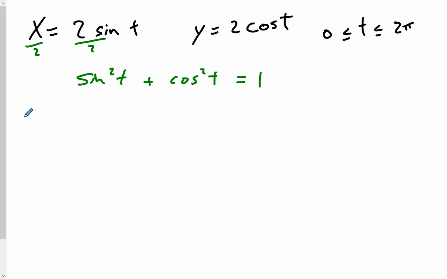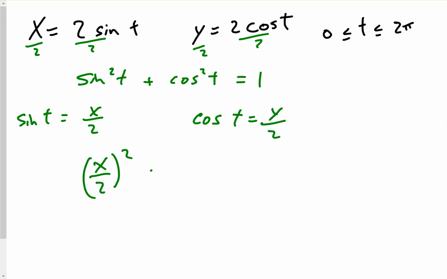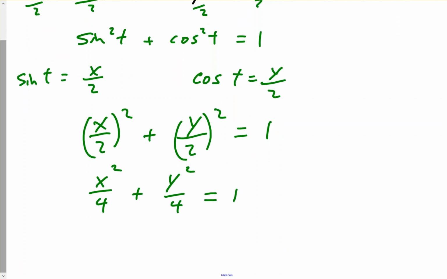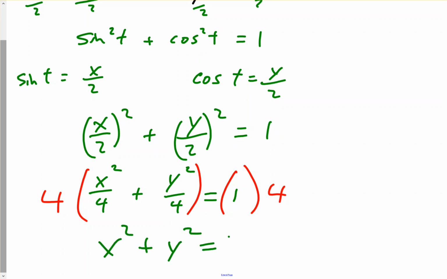Okay, so keep that in mind. Sine t would equal x over 2. For my cosine, if I want to get the cosine, I would divide both sides by 2. So I would have cosine t equals y over 2. Okay, so that means I could set this up and put (x over 2) squared plus (y over 2) squared equals 1. And that means, if I square these, x squared over 4 plus y squared over 4 equals 1. Now if I multiply both sides by 4, the 4's would cancel here, and I would be left with x squared plus y squared equals 4.